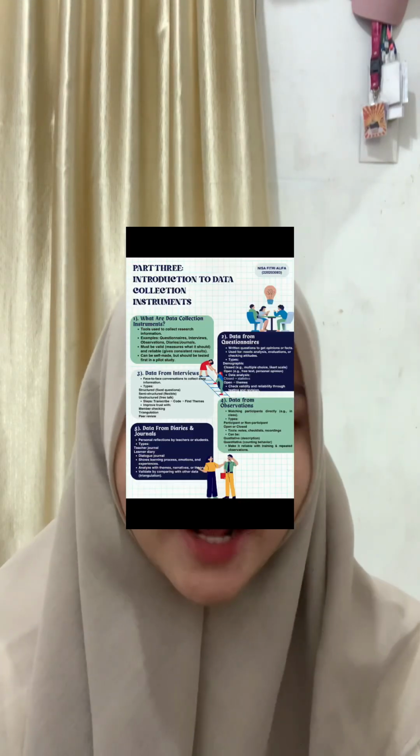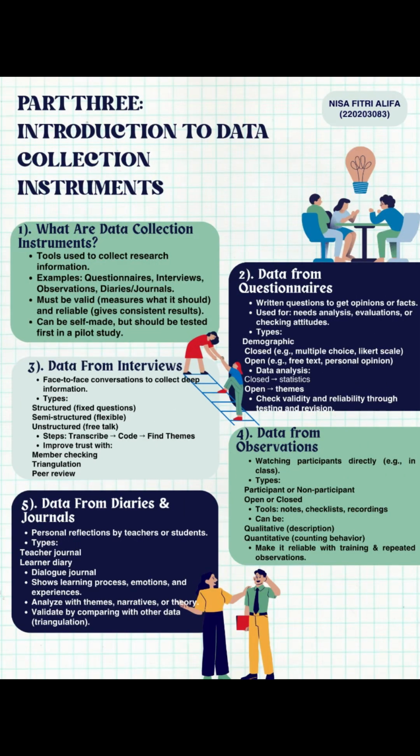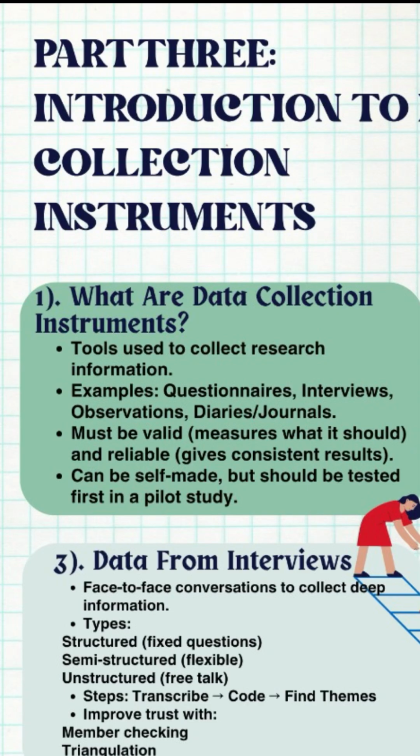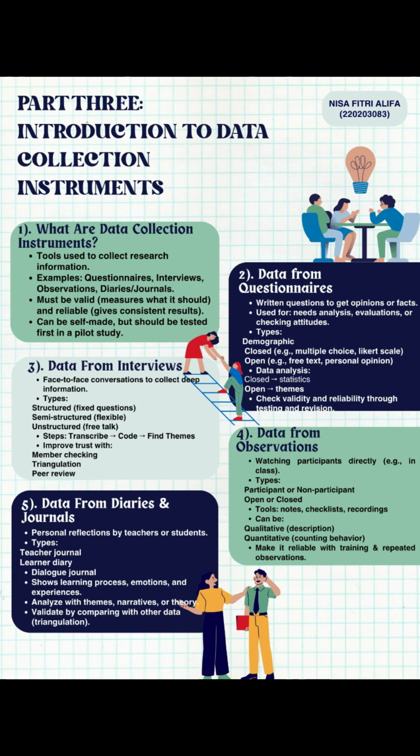So in my poster, I will explain what each tool is, how it works, and why it's useful. So let's start with a short explanation of what data collection instruments are. You can see the poster. I want to explain about what are data collection instruments. In research, we need tools to collect information. These tools are called data collection instruments, and they are used to help us answer research questions. The 4 main types covered in this book are questionnaire, interview, observation, and diaries or journals.